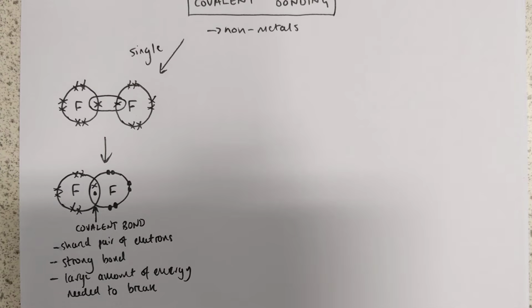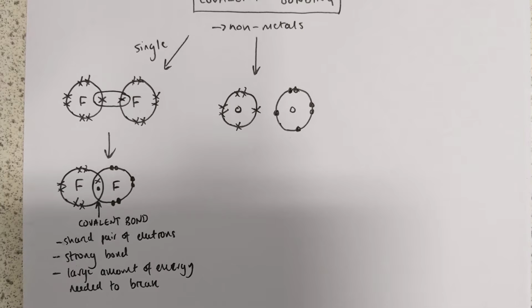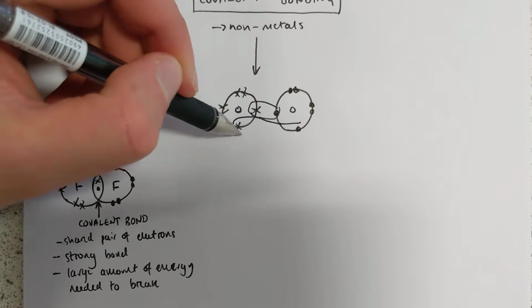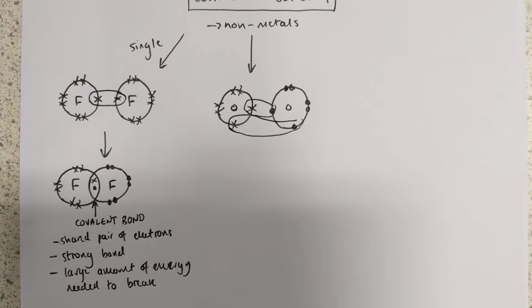But there are other ways that covalent bonds can form, for example in oxygen. Now oxygen's got 6 electrons in its outer shell, and therefore needs 2 additional electrons to get a full outer shell. In this case, when 2 oxygens come towards each other, they'll actually share 2 pair of electrons. They're going to share this pair and this pair. And when they overlap, you end up with something that looks like this.